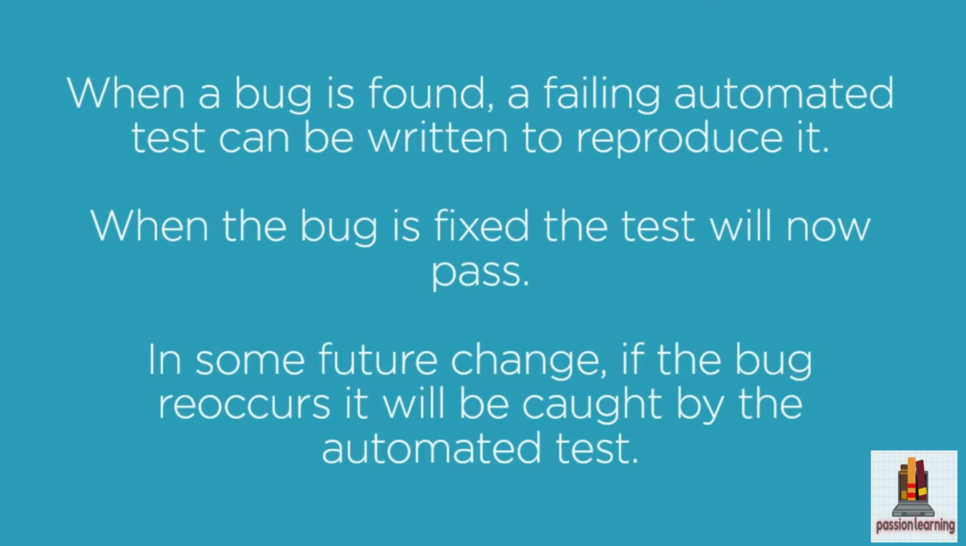During exploratory testing, when a bug is found, a failing automated test can be written to reproduce it. When the bug is fixed, the test will now pass. In some future change, if the bug reoccurs, it will be caught by the automated test. In this way, exploratory testing can help us identify any missing automated tests.